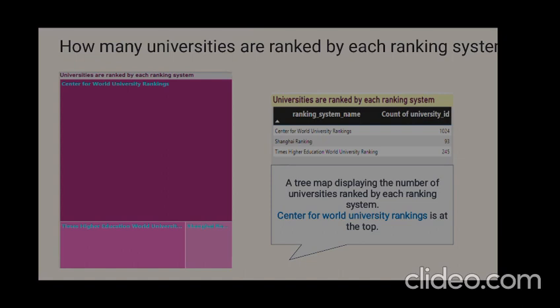The table and the tree map display the number of universities ranked by each ranking system. Center for World University Rankings is at the top, followed by Times Higher Education World University Ranking and Shanghai Ranking. Now we move towards our next question.